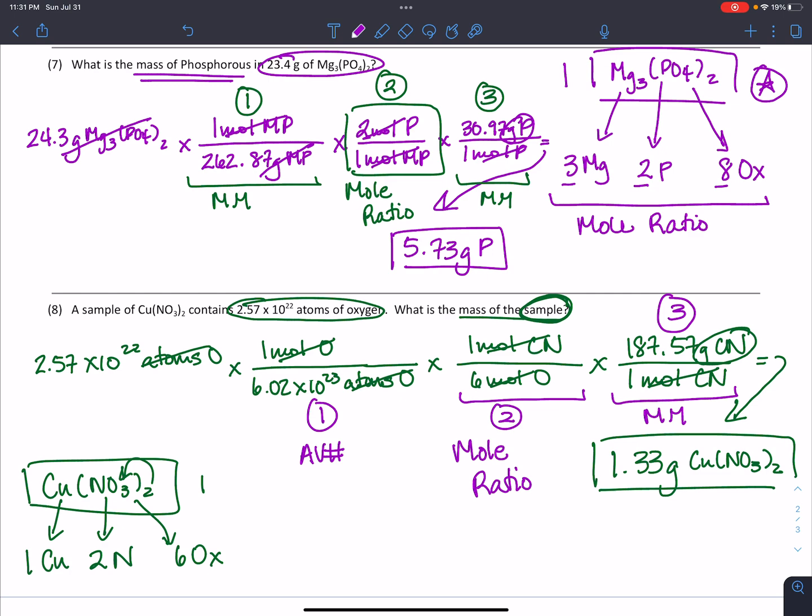That should really give you a good overview of the different ways that we can utilize these conversion factors when we move around with the mole. If you have any questions, please let me know.